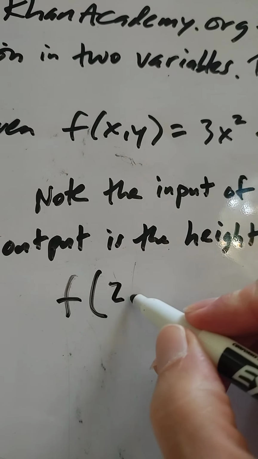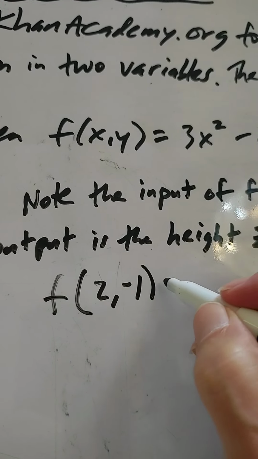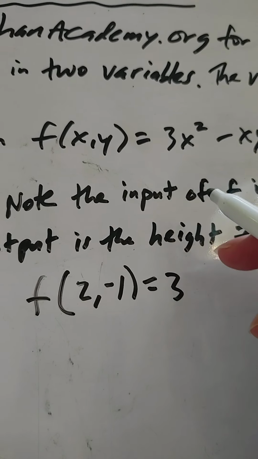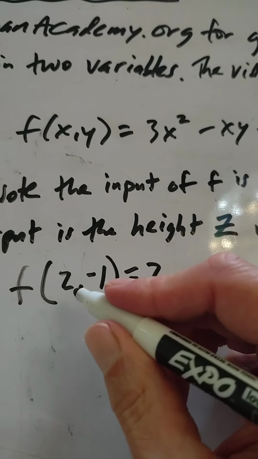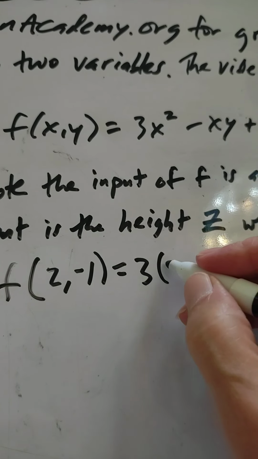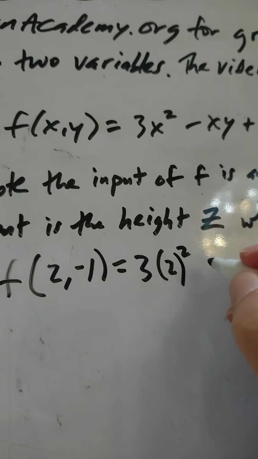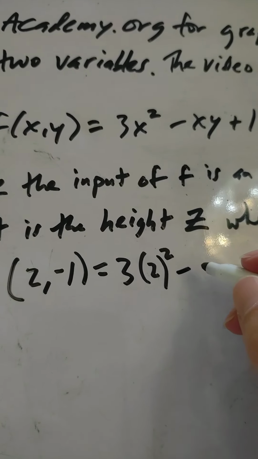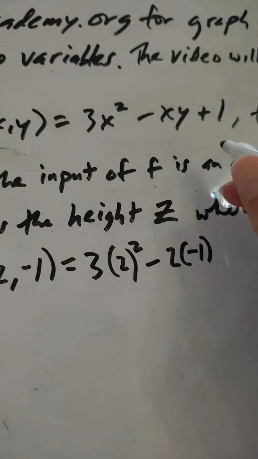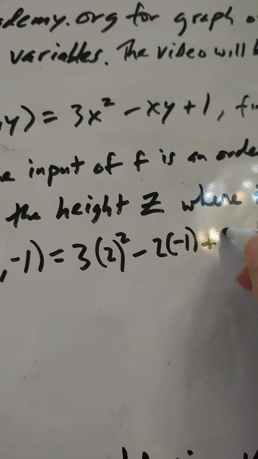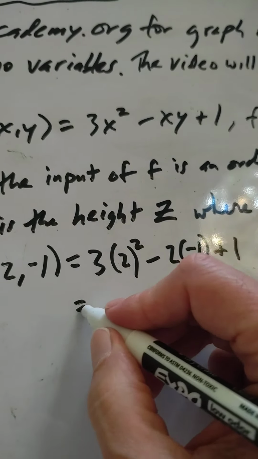So f of 2 comma negative 1 is going to equal, and now here's the rule, 3 times your x being squared, where x is 2. So let's write 3 times 2 squared minus the product xy. That's going to be 2 times a negative 1. And then we get plus 1. And then we're going to simplify this.